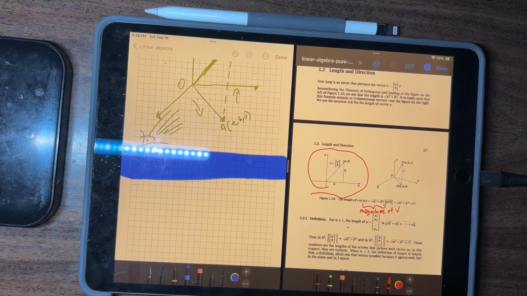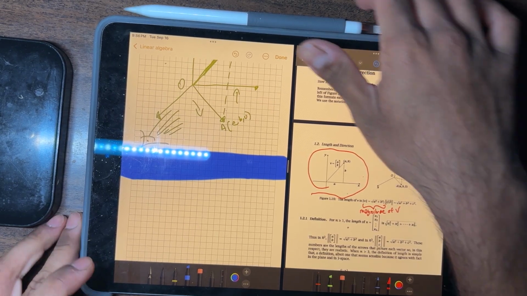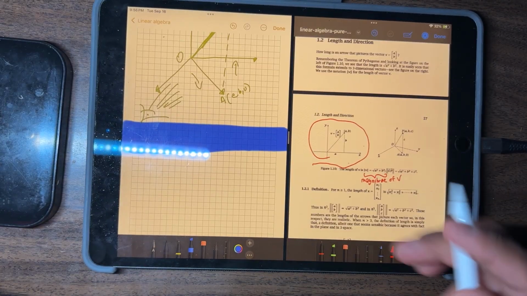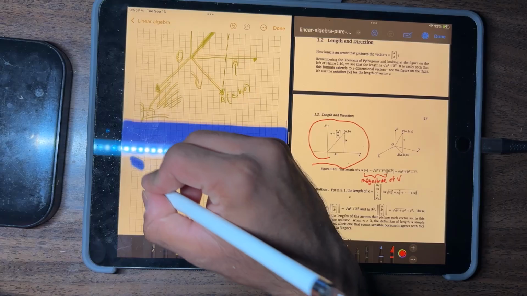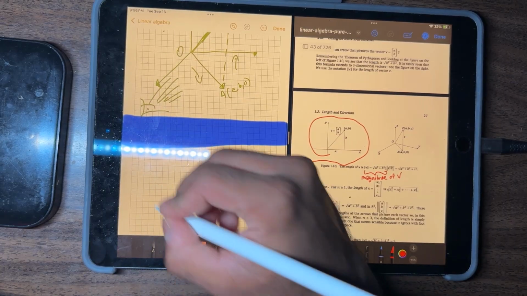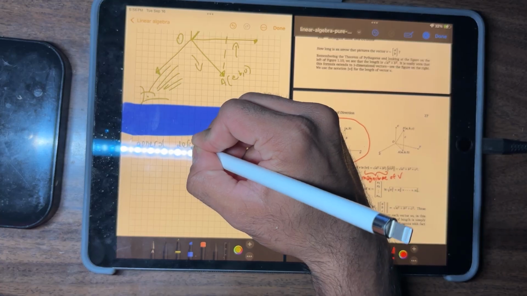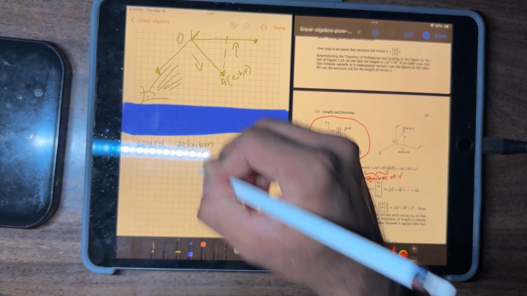What would they know? What's the general definition here? So general definition.